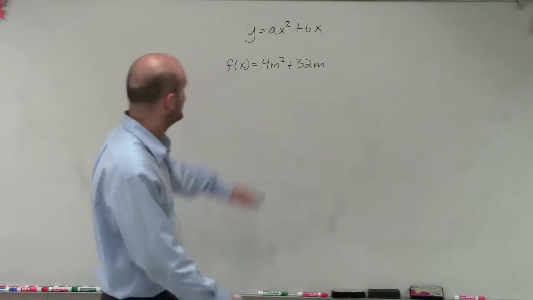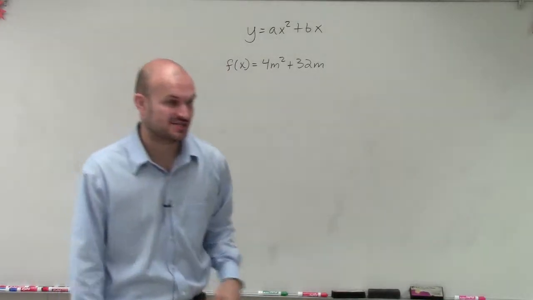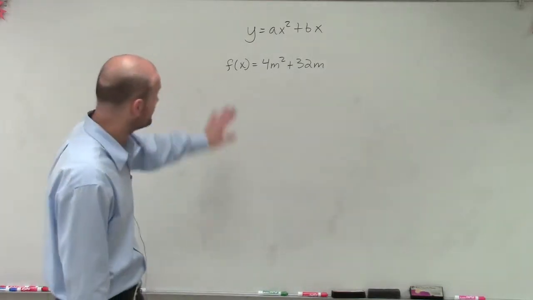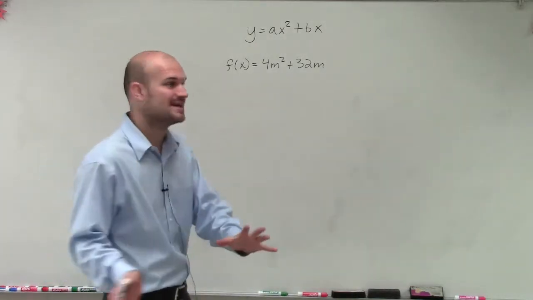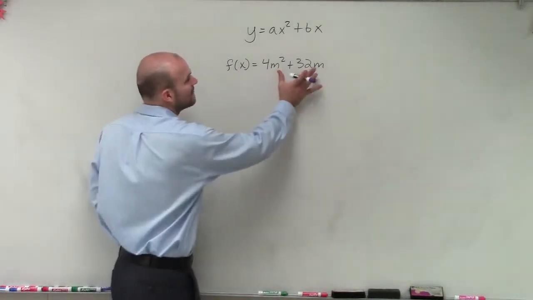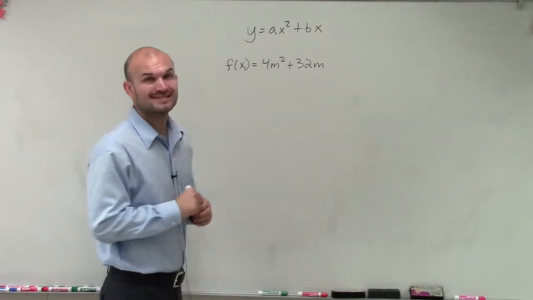Welcome. So in this example, I'm using function notation. That's a little bit different than our quadratic equation. But with function notation, the process is still going to be the same. We're trying to solve for this. We're trying to find the values of m when our output is equal to 0.